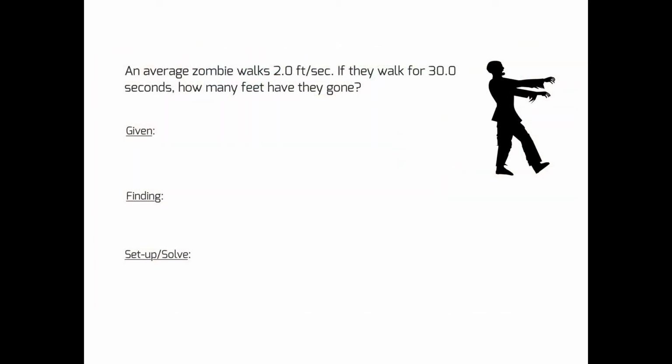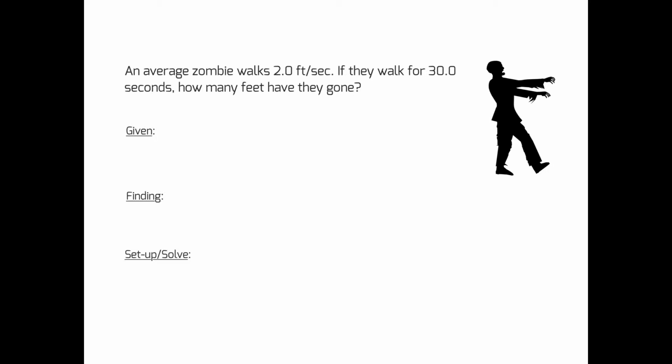Dimensional analysis is really just a fancy way of saying conversion between units, but it's really important in chemistry, and if you can master this early on, it's going to make your life a whole lot easier down the road. This problem says an average zombie walks 2 feet per second. If he walks for 30 seconds, how many feet has he gone? Now this might seem really easy, but I'm going to show you how to set this up so you can do these types of problems even when they get more complicated.